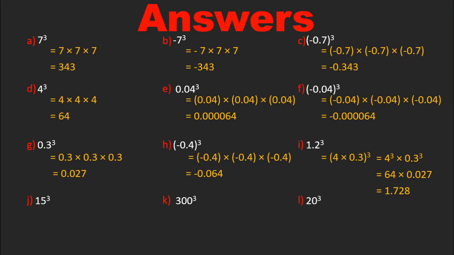15 cubed, 300 cubed, and 20 cubed. These are quite big cube numbers, so maybe we can try the trick that we did for I. 15 is the same thing as 3 times 5. 300 is the same thing as 3 times 100, and 20 is the same thing as 2 times 10. 3 cubed times 100 cubed, and 2 cubed times 10 cubed.